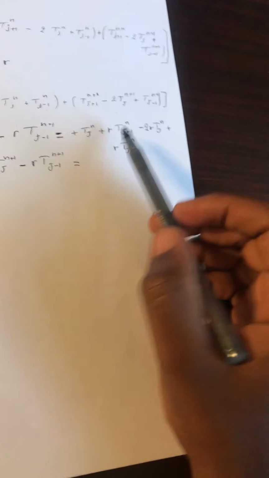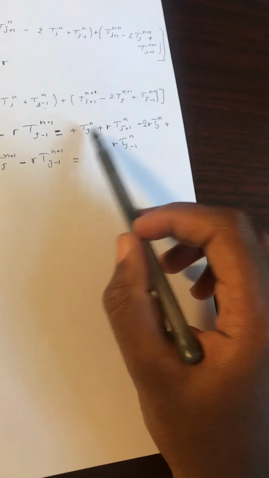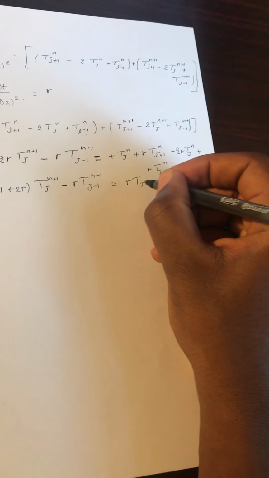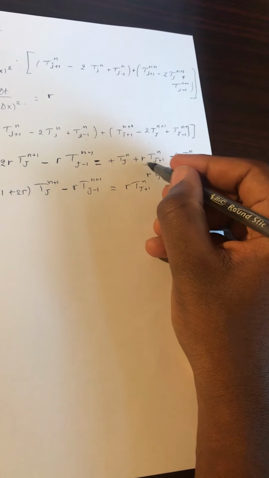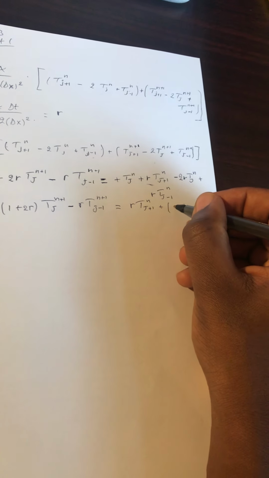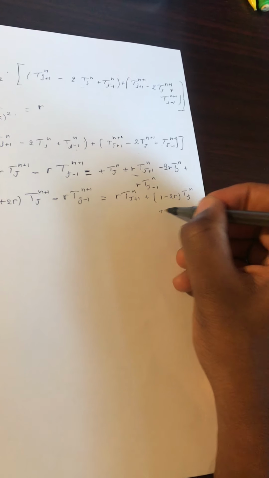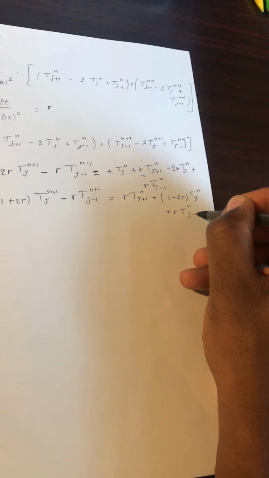And then we're gonna get that equals to, come here on this side, combine like terms, the TJs are the same, so that gives us rT_{j+1}^n, this value over here, plus we get (1 - 2r)T_j^n, okay, and then we add that plus rT_{j-1}^n, okay, and that is the equation that we're looking at.